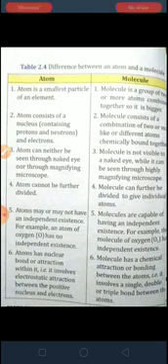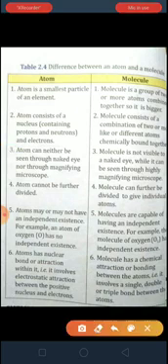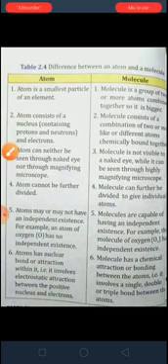Next one, molecule. A molecule consists of a combination of two or more atoms that may be the same or different atoms, which are chemically bound together. Okay.